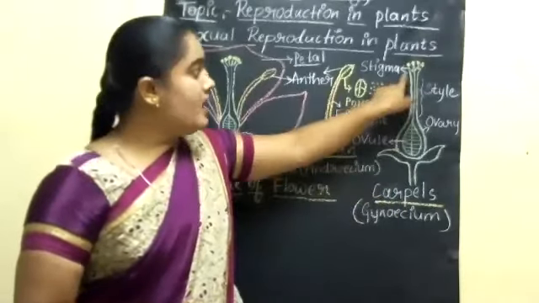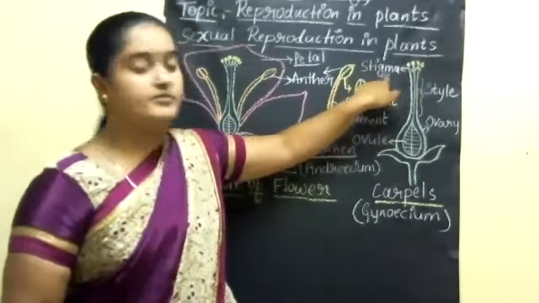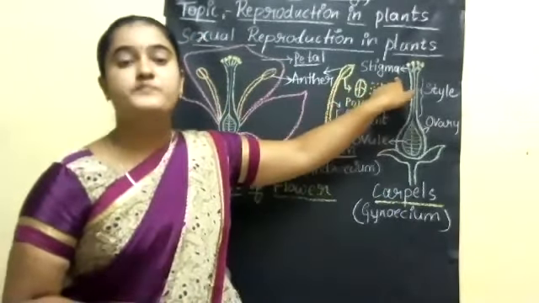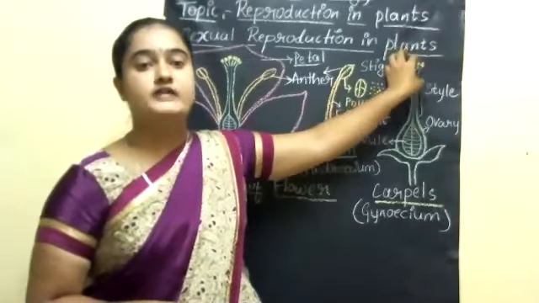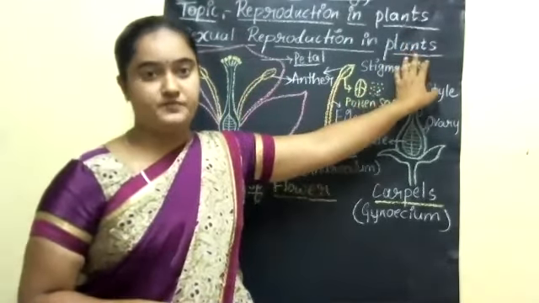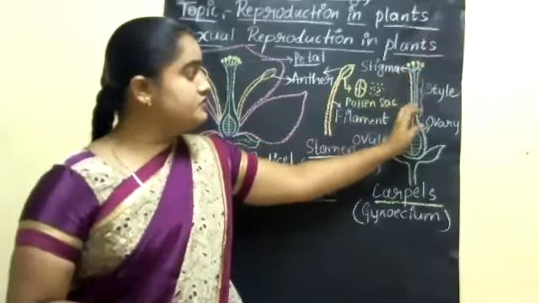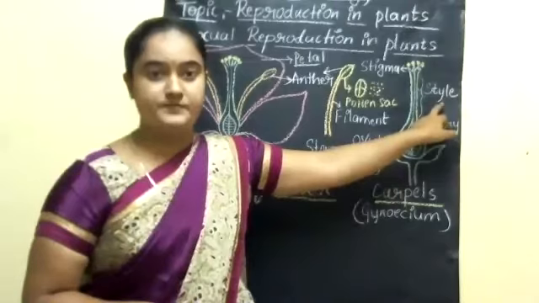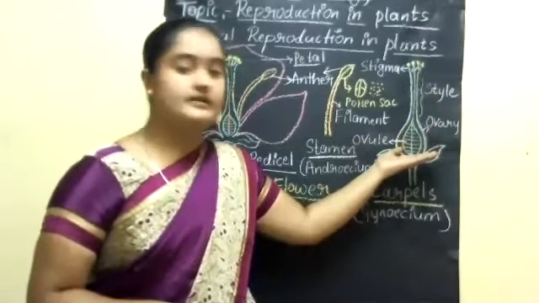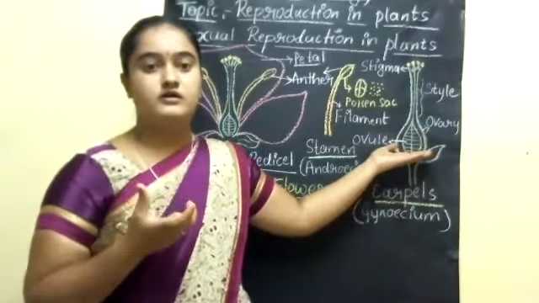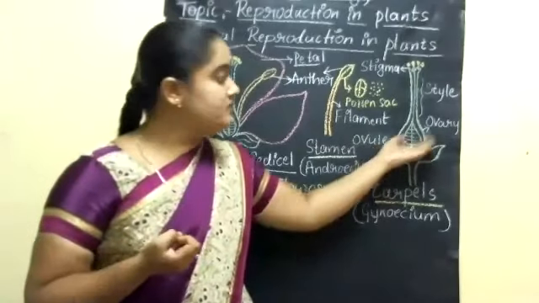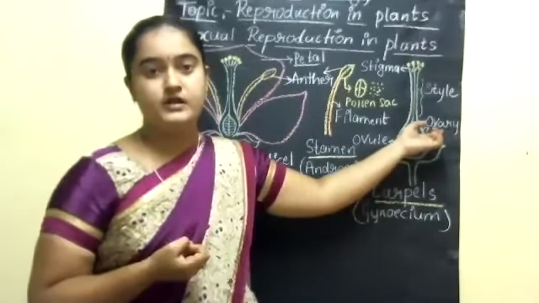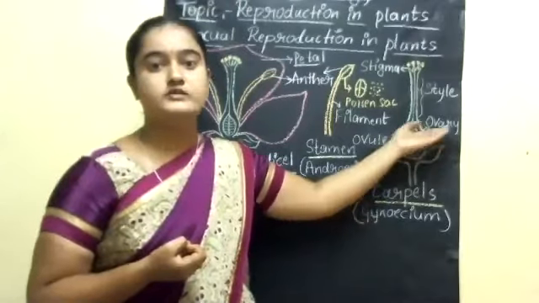The first part, here you can see, is called the stigma. Stigma is enlarged and sticky in nature. Then it continues into a thin, slender structure called the style. And it has a basal bulged part called the ovary.